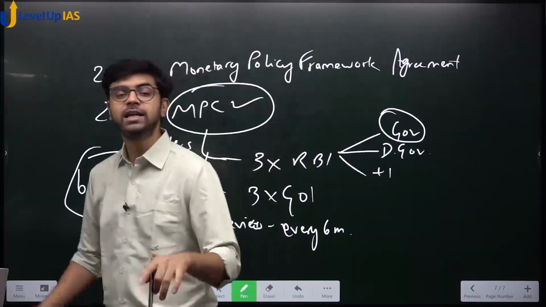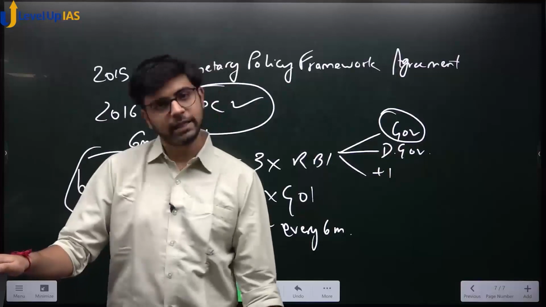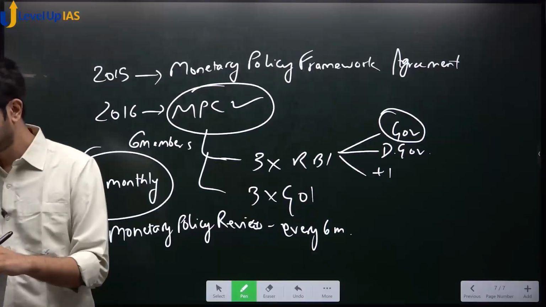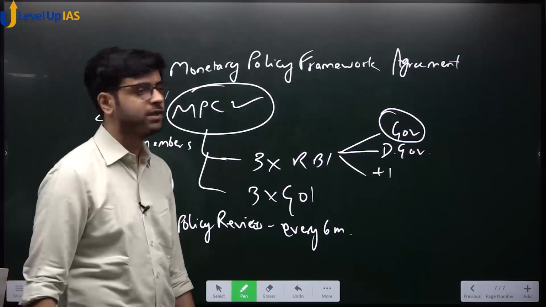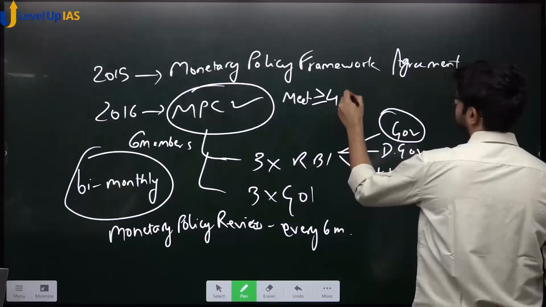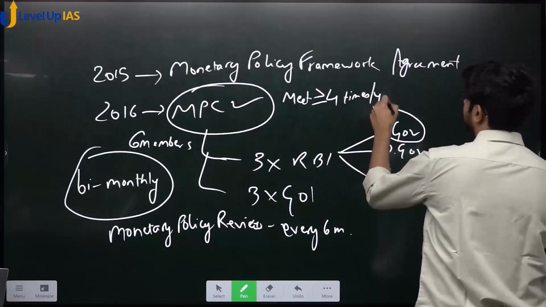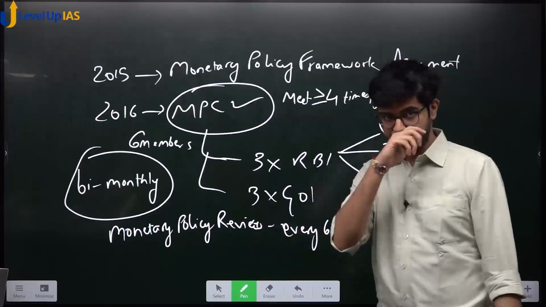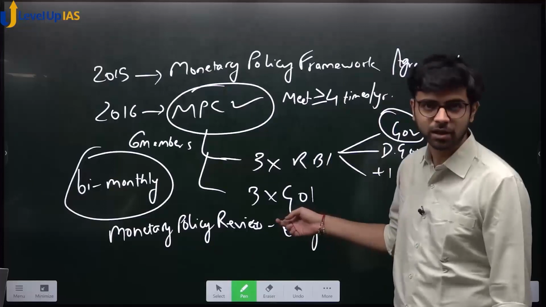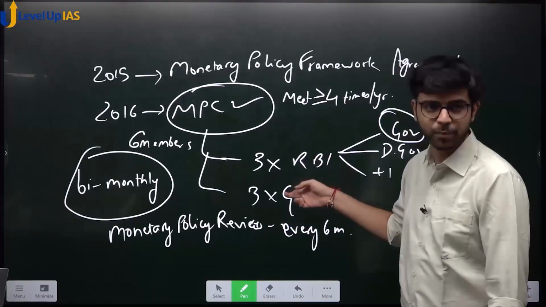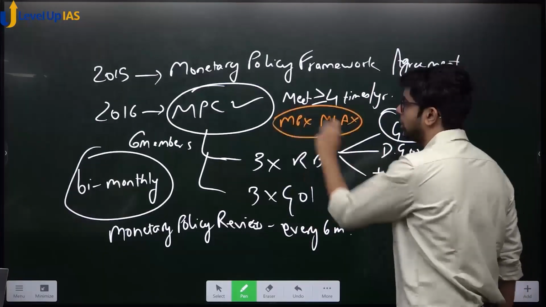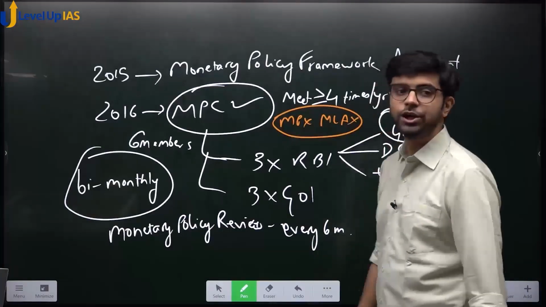Okay? At the beginning of every financial year, they decide when to meet, when not to meet. Okay? But they should meet at least 4 times per year. Do you think the government can send any MP or MLA here? This is a professional body. Okay? IAS officers come here. Indian Economic Service officers come here. RBI is a professional body. So MP, MLA, not allowed.